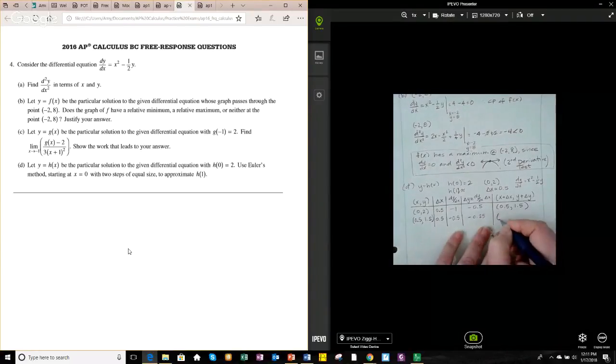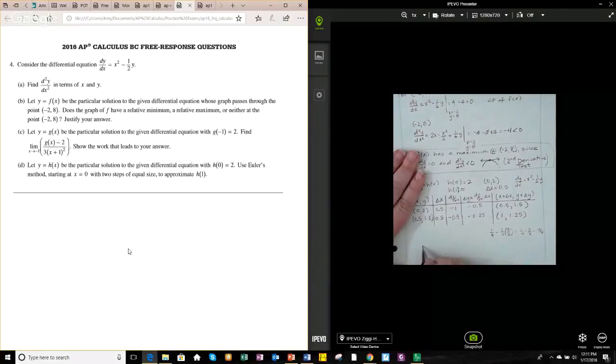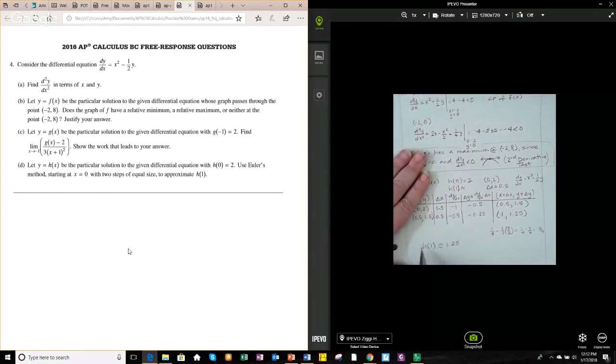And now my final point is going to be, I'm going to add delta x to x, which gives us (1, and then I'm going to subtract 0.25 from 1.5 and get 1.25). So we can say then h of 1 is approximately 1.25. H of 1 is approximately 1.25 using Euler's method.